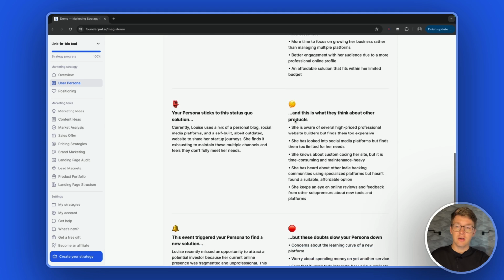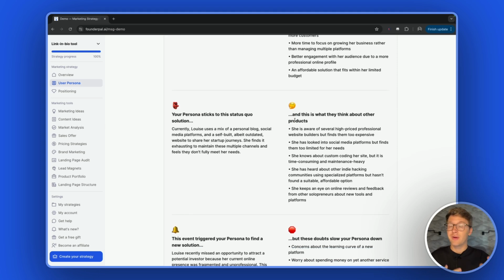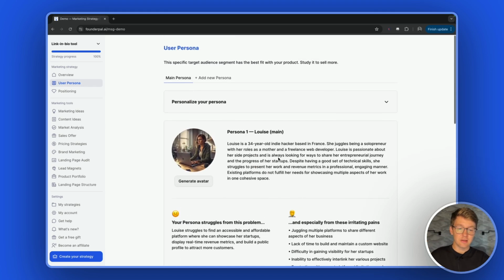Or let's say you are thinking about creating different types of content marketing assets, let's say blog articles. You can create an article about the status quo and other solutions to show how your product is better. And this is not everything.